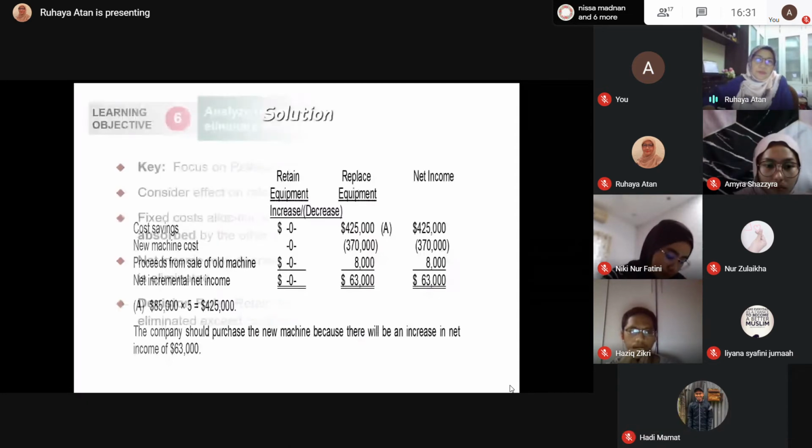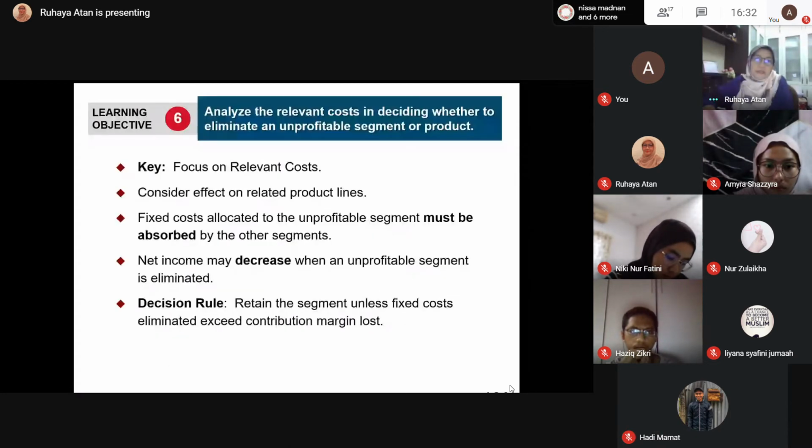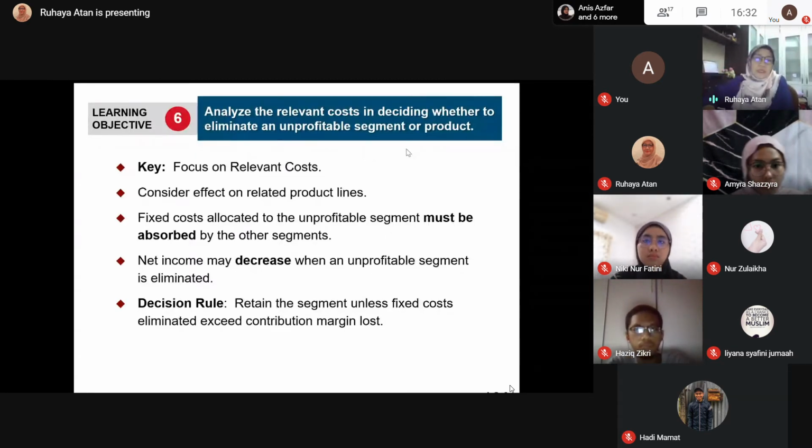Because the next thing I want to show you today is how to make a decision whether you want to eliminate an unprofitable segment or product. So let me give you a scenario. When you go into a departmental store, or you go to Aeon, for example, Aeon is a big store, and you have so many products and so many segments, okay? And in any departmental store, you may find that some segments of the business are not doing as well as the others.